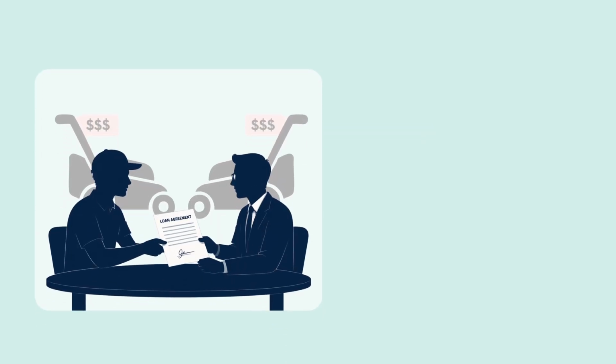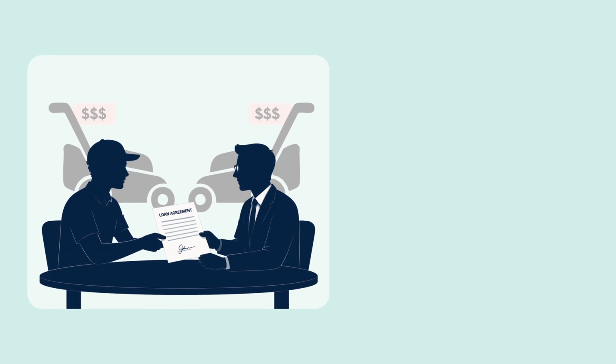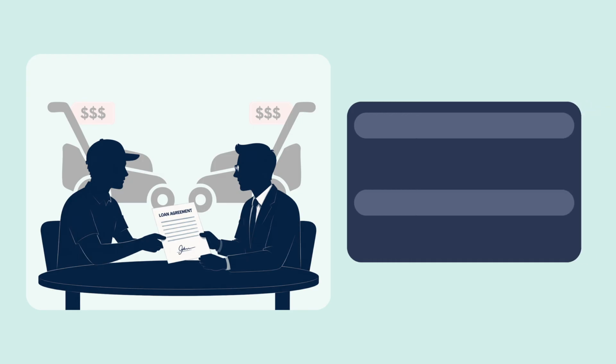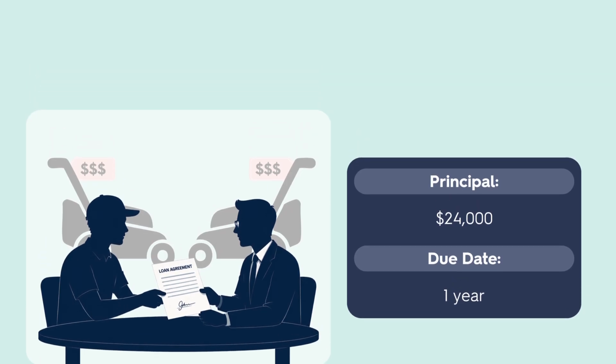Let us deepen this with a second case. A landscaping company borrows $24,000 to buy riding mowers, and the full principal plus interest is due at the end of 1 year. Same idea, different payment timing.